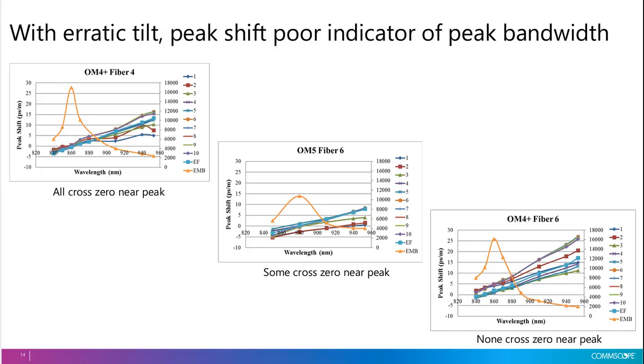For OM5 fiber number 6 there in the middle, some of these peak shift parameters cross 0 near the peak at 880, but some don't cross until 920 or 930 nanometers. So depending on where we're looking on the fiber, it determines how well we can determine where this bandwidth peak is going to be. And finally, OM4 plus fiber number 6 has a clear peak at 860 nanometers, but all of these peak shift parameters are 0 at 850 or shorter wavelengths. So none of them are useful for predicting the bandwidth peak.